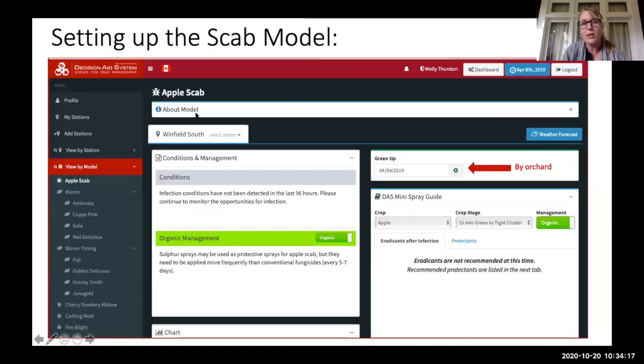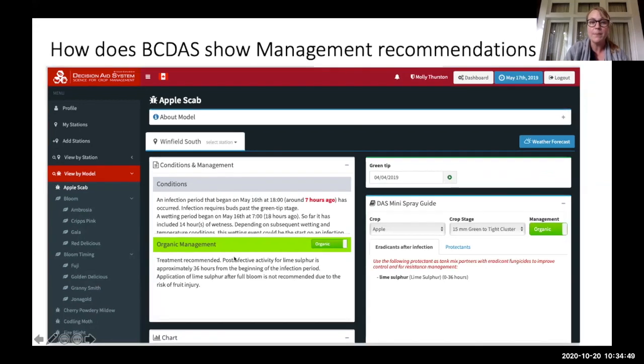When you go into the model itself, and I open this one for my area in Winfield South, I would enter in a date when my green tip started in my orchard. And from there, I would have very easily described conditions for the orchard, which would tell me whether or not there's been a scab infection period indicated for the orchard, which crop stage I'm at, and give me some management recommendations. So if I'm looking at the forecast and I can see for my organic orchard that I need to spray, I have the option of putting on a sulfur spray as a protectant.